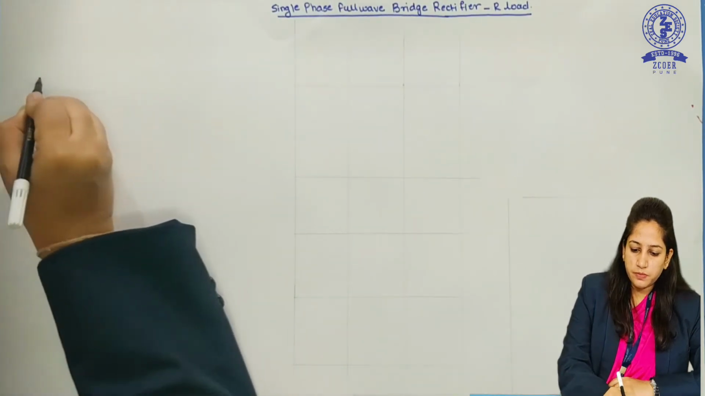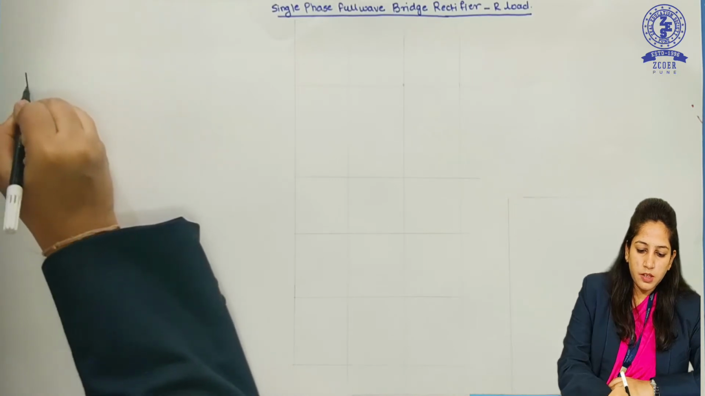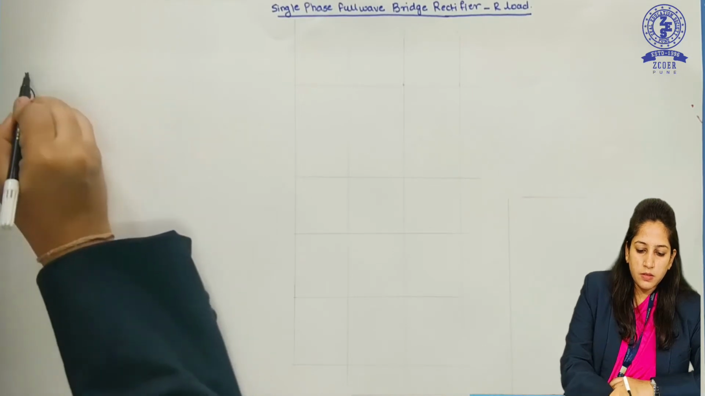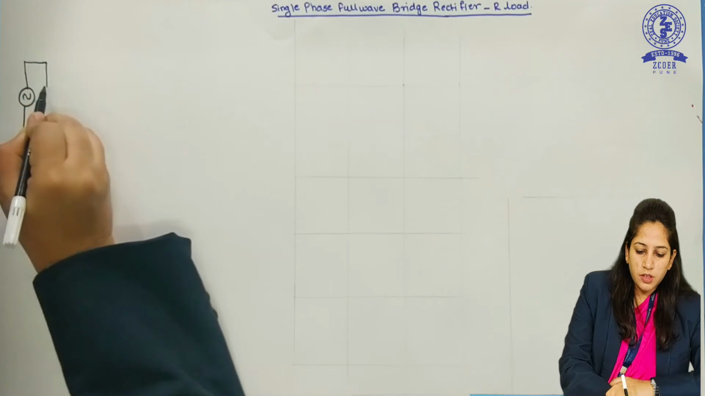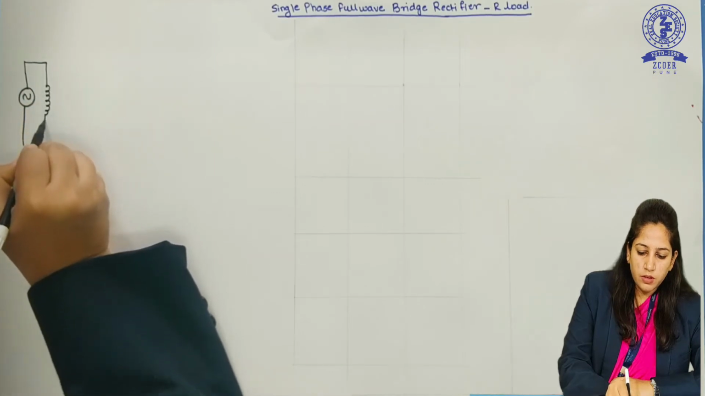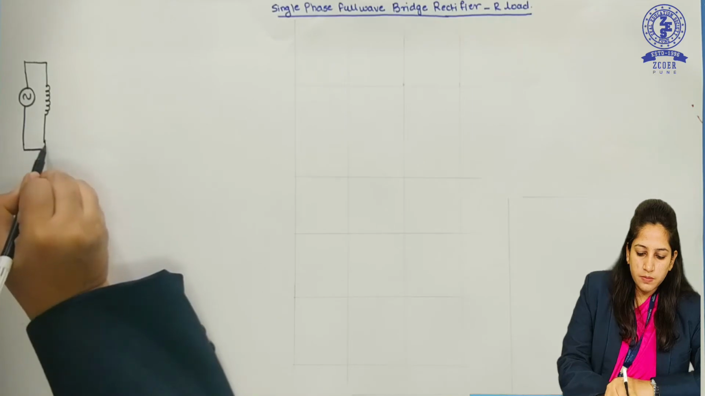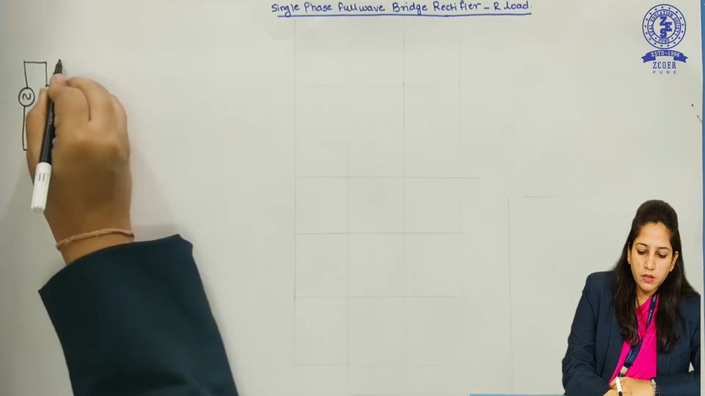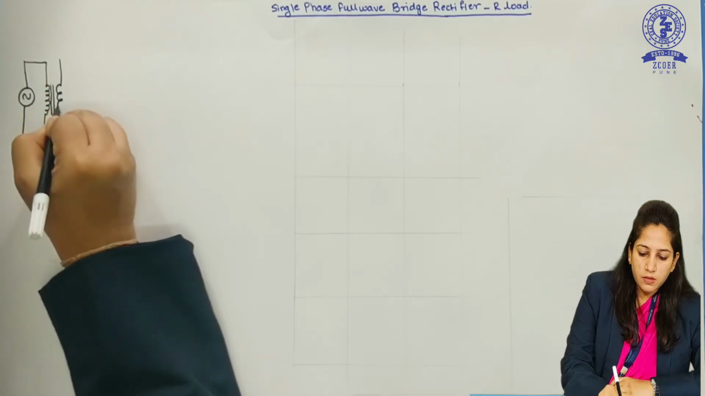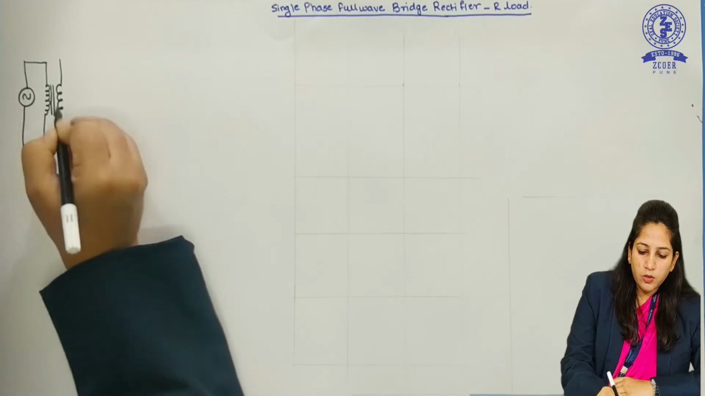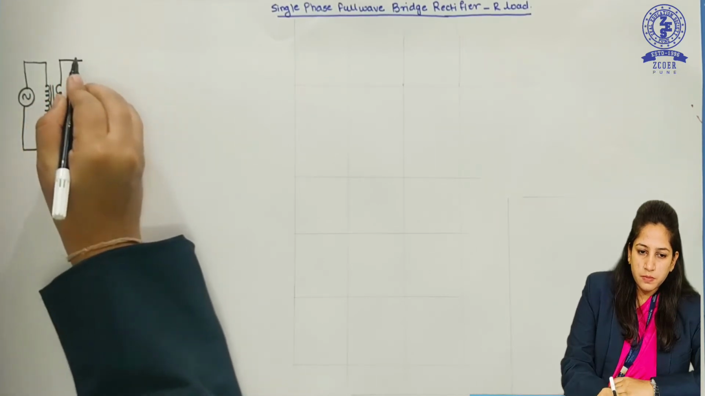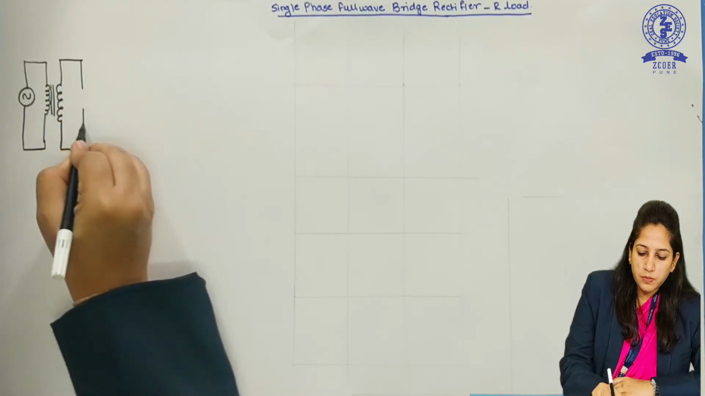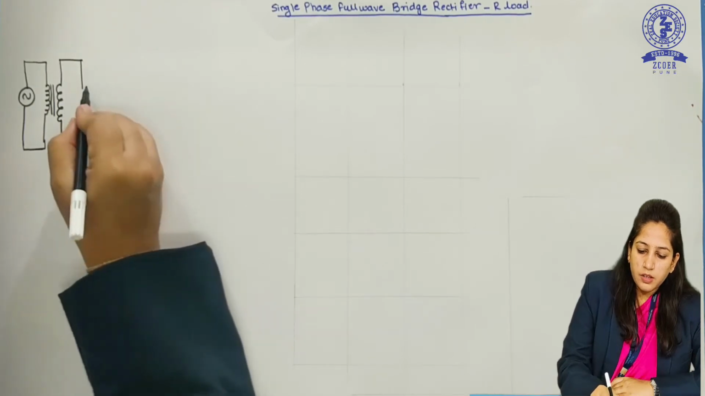Let's see the circuitry for single phase full wave bridge rectifier. So suppose here is an input signal, which is given to the primary winding of the transformer. Secondary of transformer, and this will be given to the bridge.